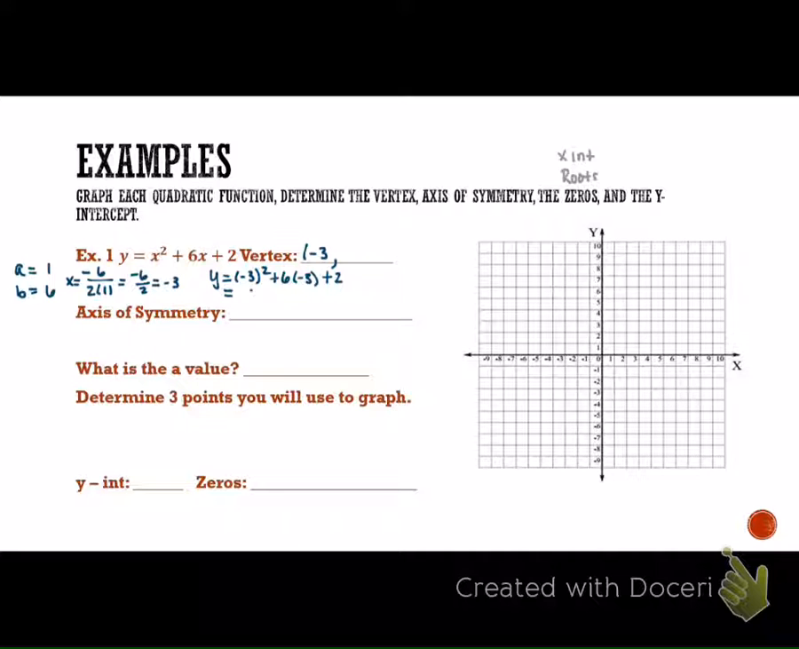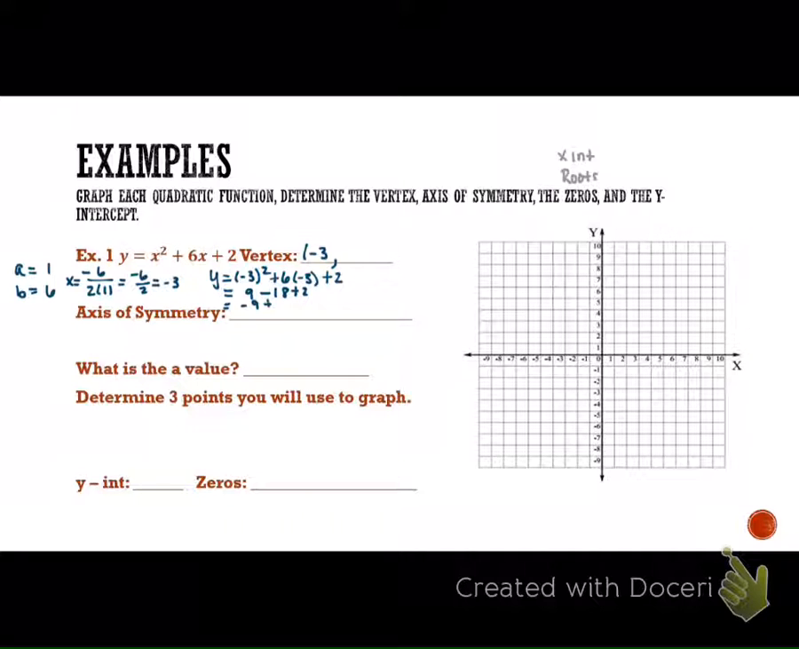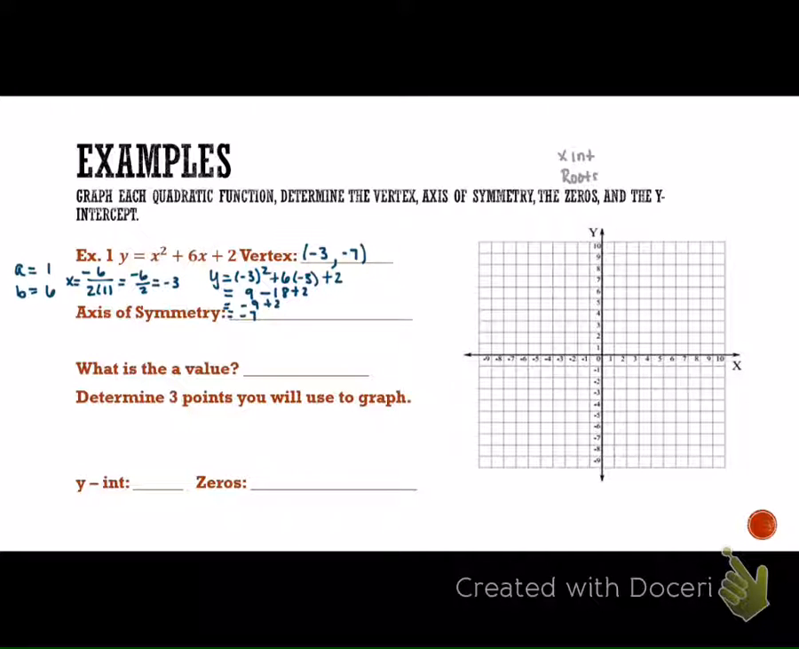So we get negative 3 squared is 9, minus 18, plus 2. So that's negative 9 plus 2, which is negative 7, right? So we have a vertex at negative 3, negative 7. Look at that. Because if you can't find the vertex, you're not going to be able to graph this at all. So what questions do you guys have about finding this vertex here?